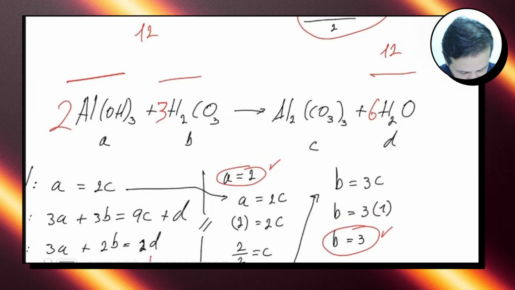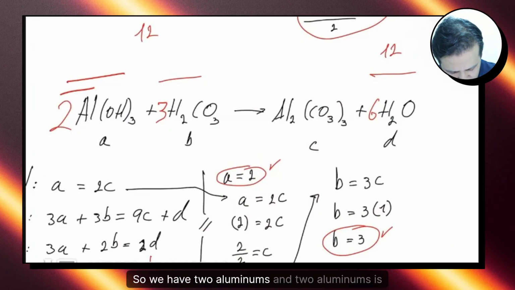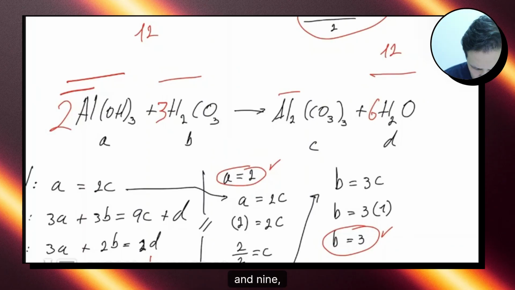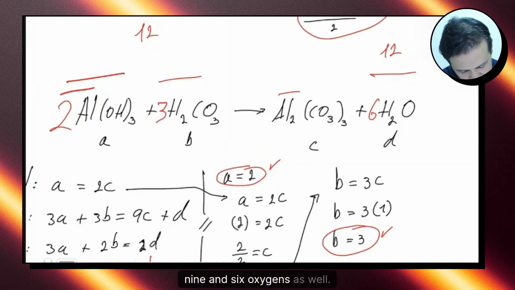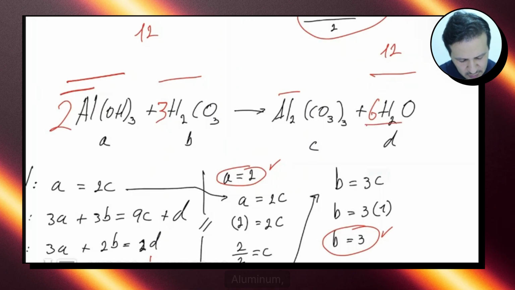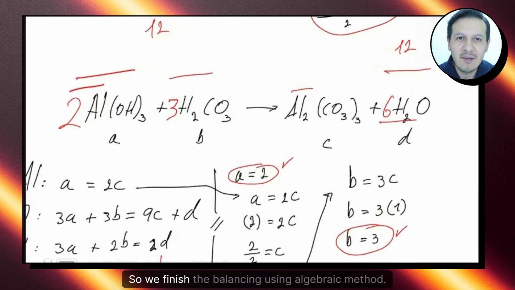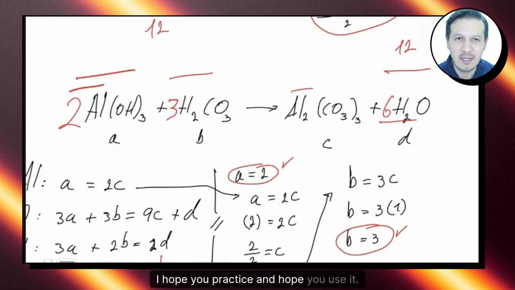Even though this is happening, you can use another one. Let's say aluminum. So we have 2 aluminums and 2 aluminums, balanced. Now we check oxygen, 3 and 12 oxygens, and here we have 9 and 6 oxygens as well. Aluminum, carbon, oxygen, and hydrogen are balanced. So we finished the balancing using the algebraic method. I hope you practice and use it. You will see that this will be very useful.